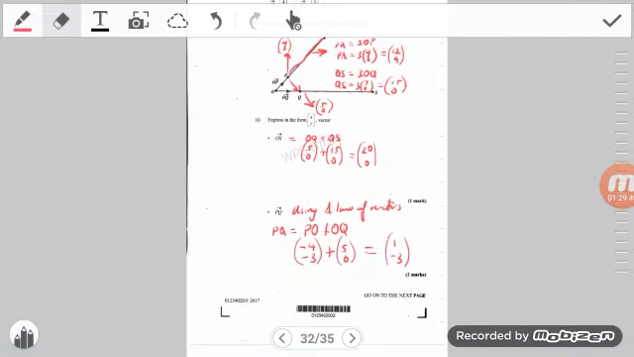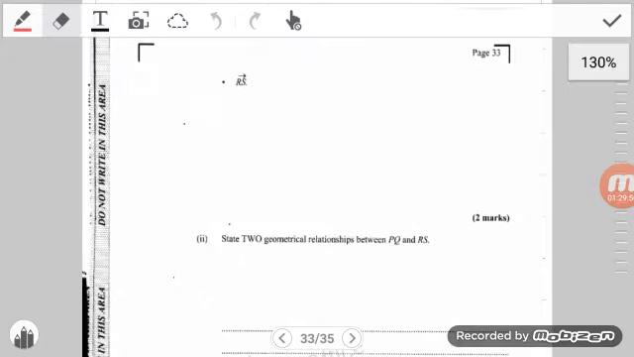Proceed. We are asked to find the vector RS. So the vector RS. So let's just do some erase, make sure that you guys have this.